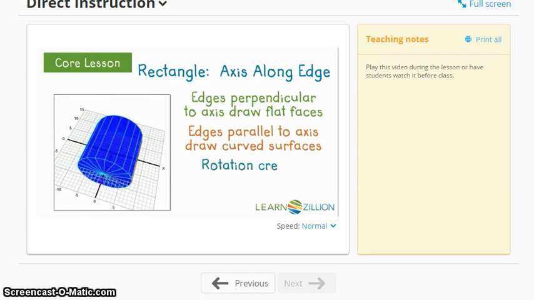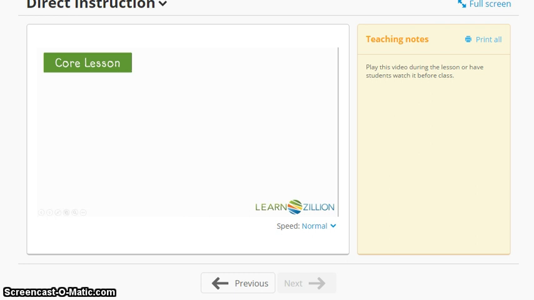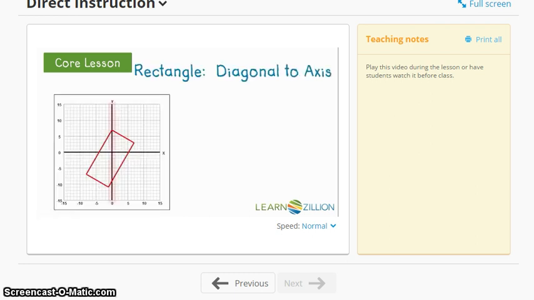So, does that mean that every time we rotate a rectangle, we'll create a cylinder? Well, let's find out. What happens if the axis of rotation is oriented diagonally across the figure? Before rotating this rectangle, let's try to predict the result. None of these edges are perpendicular to the axis of rotation. So, as it rotates around the axis, we won't get any flat surfaces like we did before. Everything will be curved surfaces that angle away from the axis. Let's watch.